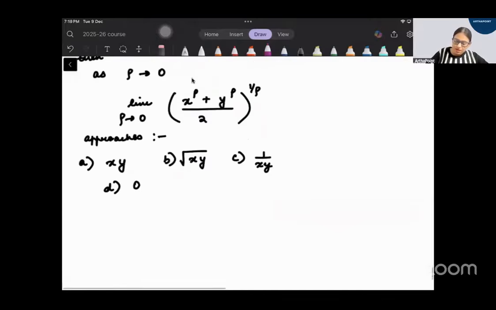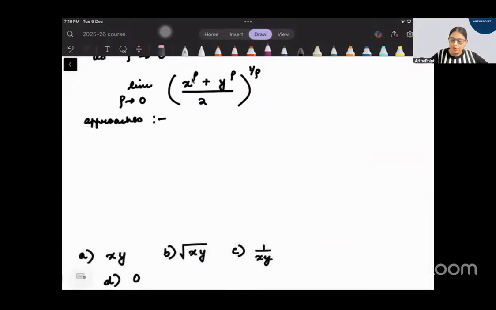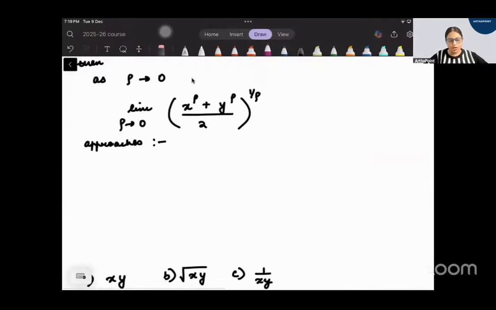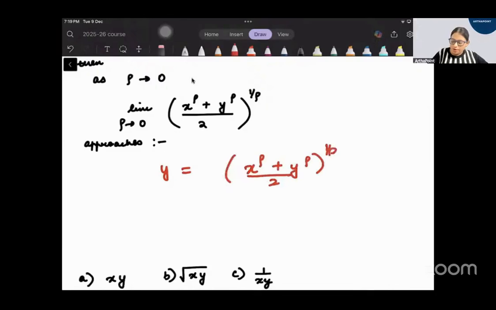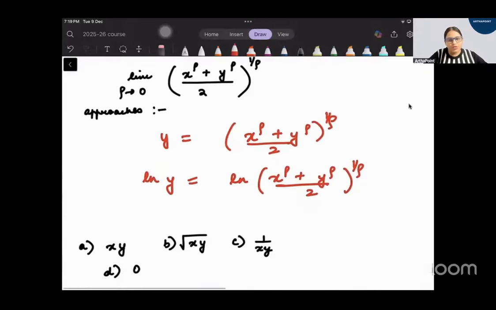So, yes, for people who have taken log, you are moving in the right direction. माने अगर आपने ऐसे किया है, y is equal to x to the power delta plus y to the power delta by 2 whole to the power 1 by delta, and you have taken ln on both sides. You are moving in the right direction, but it is going to be a very hectic analysis, right?